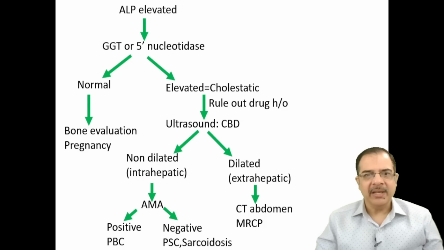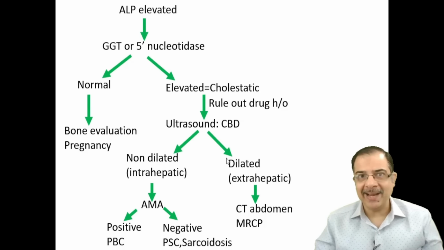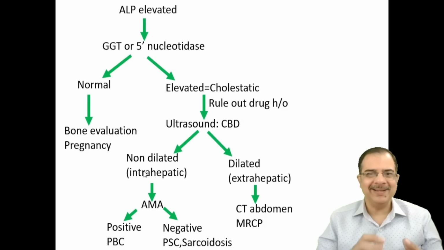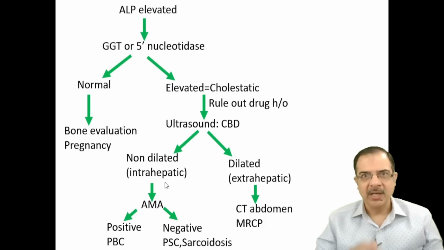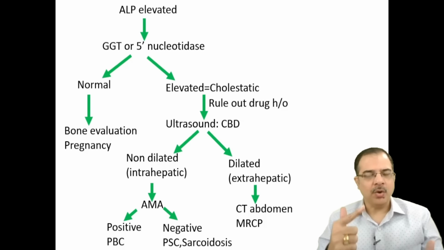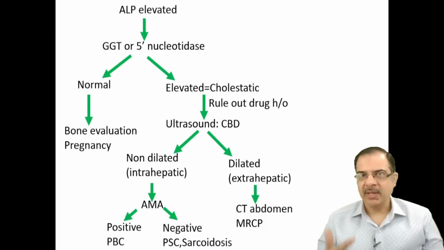If the common bile duct is dilated, obviously the obstruction is extrahepatic, like strictures, lymph nodes, or dangerously, carcinoma of the pancreas can cause obstruction. So in that case you should go for a CT abdomen or MRCP evaluation. But if the common bile duct is not dilated, it means it is a case of intrahepatic obstruction. Intrahepatic obstruction, the usual causes are primary biliary cholangitis or primary sclerosing cholangitis. It could be granulomatous disorders like sarcoidosis as well.